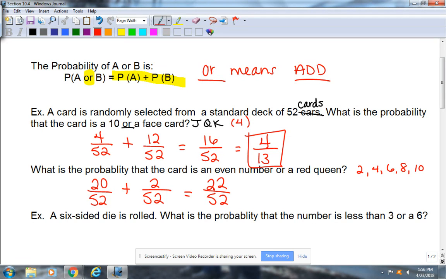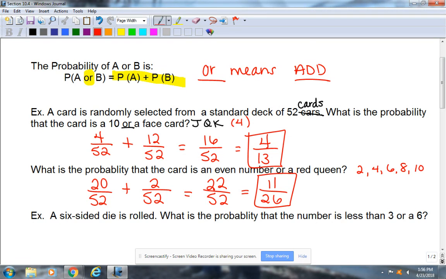We can divide them both by 2, can't we? What's 22 divided by 2? 11. What's 52 divided by 2? 26. So the probability that we get an even number card or a red queen is 11 out of 26. Does that make sense?